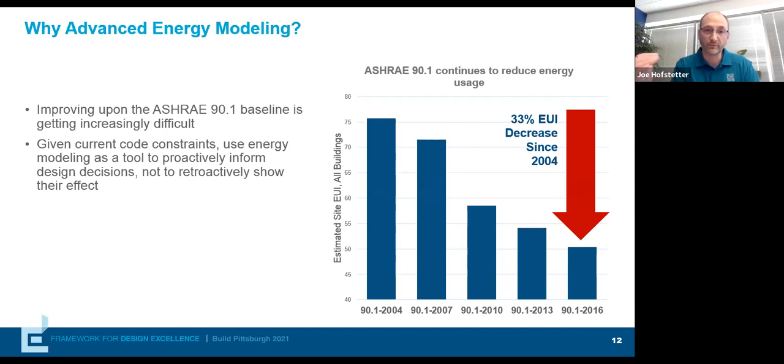And as the code has improved from 2004 to 2007, 2010, 2013, 2016, that margin has reduced significantly, which puts a much heavier burden on the integrated design process of making sure that our building envelope aligns with our lighting and HVAC systems, that we are very conscious about what our plug loads are in the building, and that we can best represent the building and look at it holistically over all of those different energy consuming components.